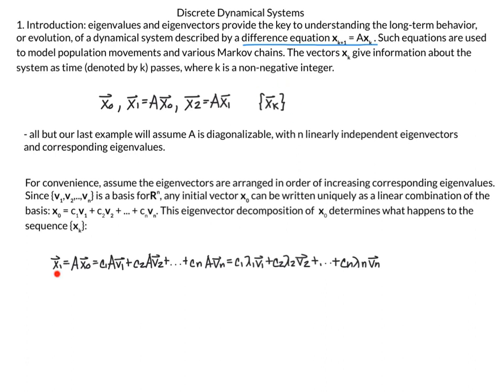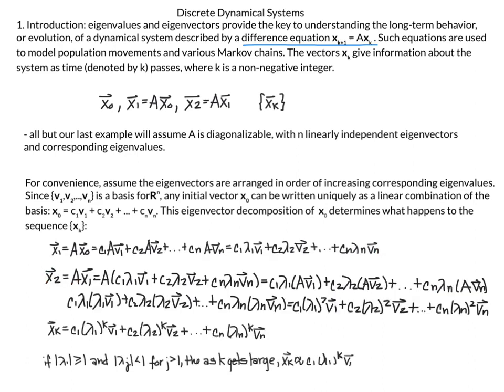And that's because when we calculate x1, that's A times x naught. So A times x naught is A times this linear combination here, and I just pulled the c1 out in front because that's allowable in vector multiplication. You can pull out constants. But now, because these are eigenvectors, A v1 is equal to lambda 1 v1, and A v2 is lambda 2 v2, up to A vn is lambda n vn.